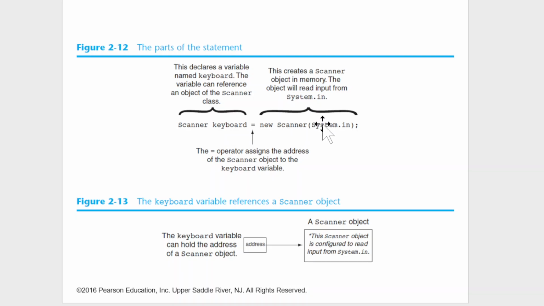The object will read input from System.in. Okay. You notice when I looked at my code, I had something before the System.in. That's all automatically put in by NetBeans. That has nothing to do with me. This operand assigns the address of the Scanner object to the keyboard variable.